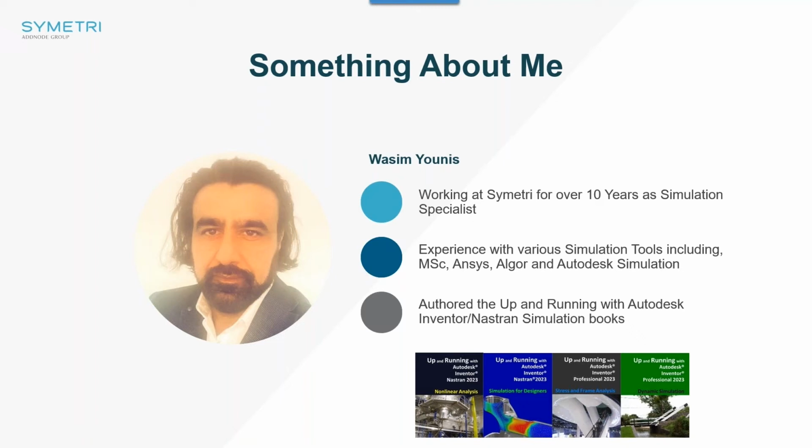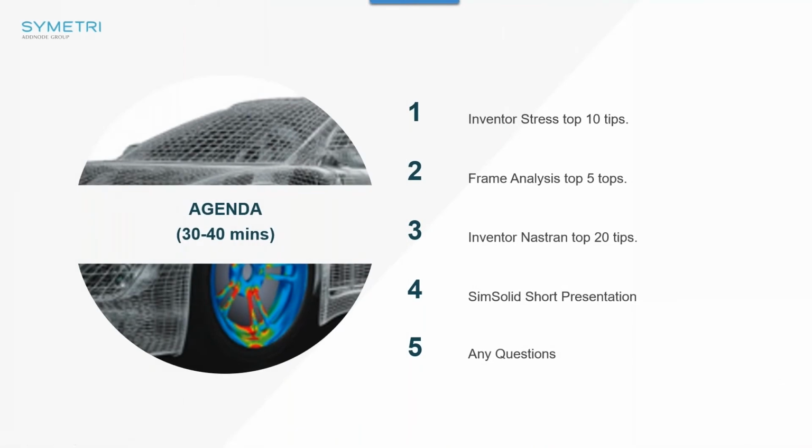So enough about myself, and let's go through what the plan is for the next 30 minutes or so. I am not a big fan of PowerPoints, but I think the best way to demonstrate a lot of my ideas and tips is to use PowerPoints. So we're going to go through Inventor Stress, which is the bulk of the audience, with some 10 tips on that. We're going to talk about some tips to keep our friends who use frame analysis happy, and then we're going to go through linear and non-linear. Some of the tips in Nastran will also be useful for Inventor Stress.